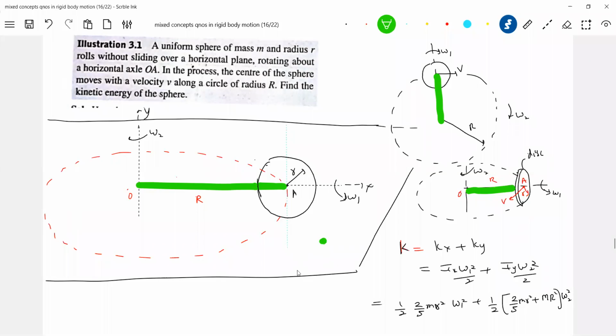Solve this, we'll get the required answer. That's the total kinetic energy. So like this, if a rigid body is moving in a plane, just make this observation. And what is the angular momentum? Ix omega 1 i cap minus Iy omega 2 j cap. And Ix and Iy we know, substitute that, we'll get the required answer.